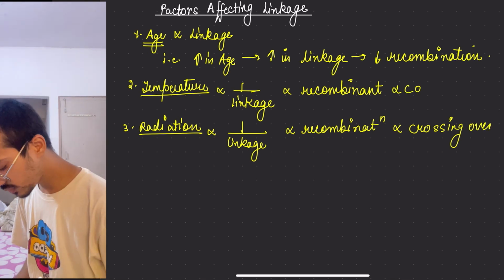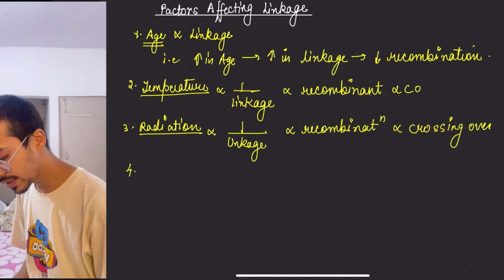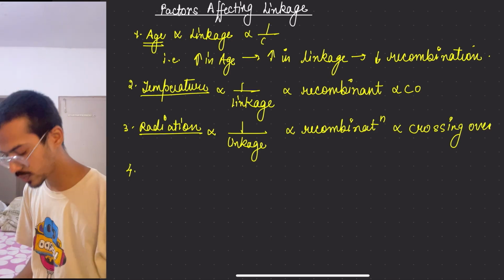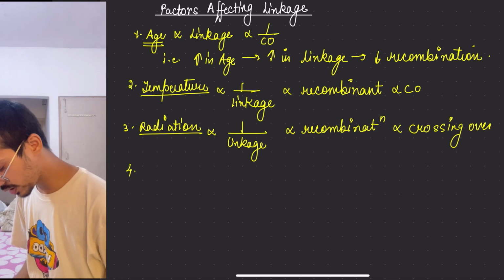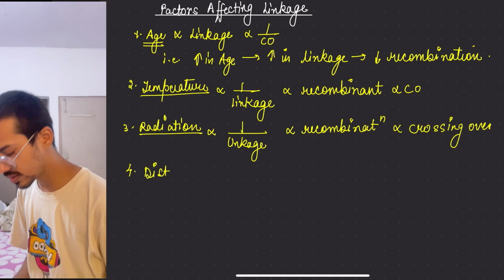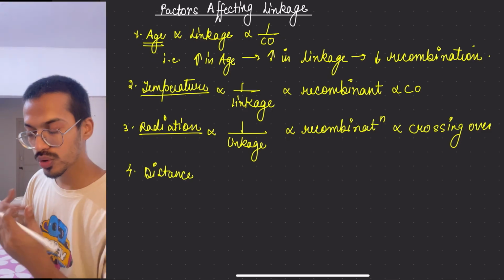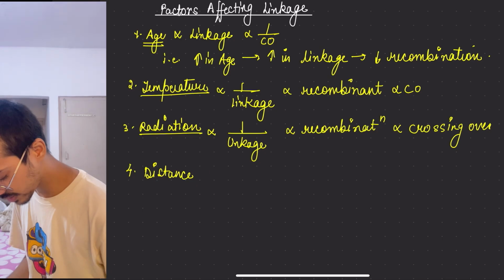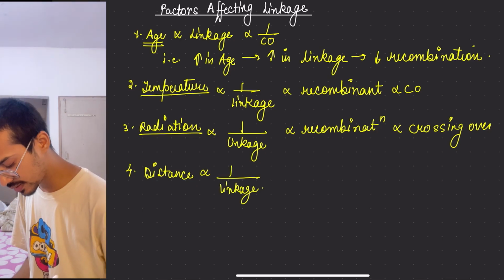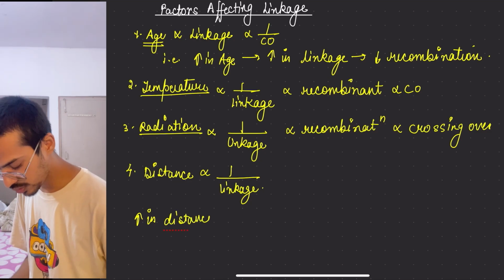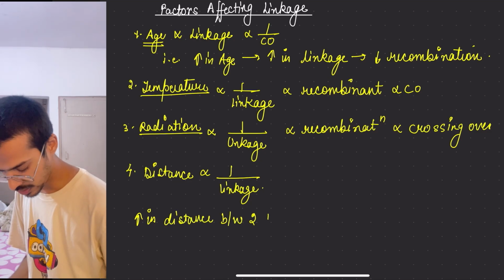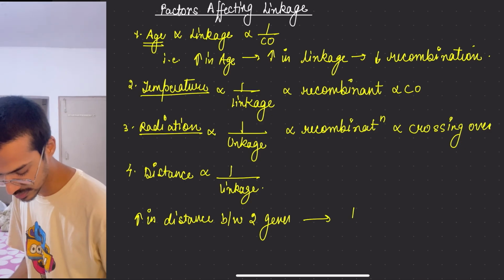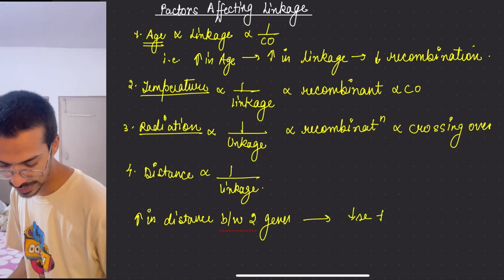Okay, then the fourth would be what? Here it will be inversely proportional to crossing over. Okay, and the fourth is very important, distance. The more the distance, the less the linkage. The closer the genes, the stronger the links would be. So it would be inversely proportional. So increase in distance between two genes means it will decrease the linkage.